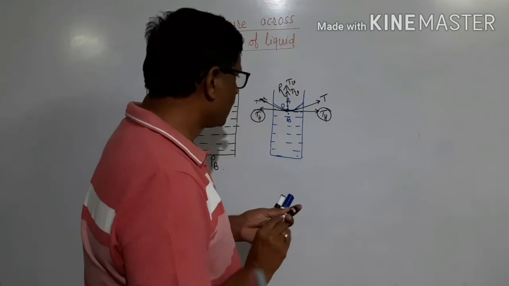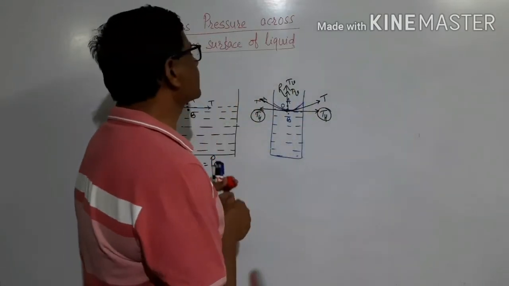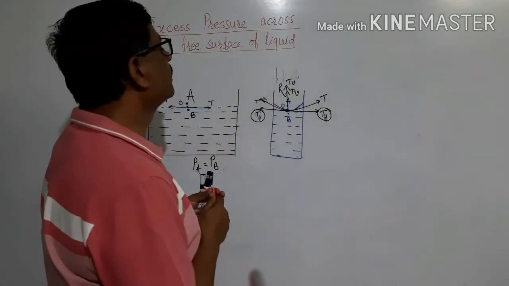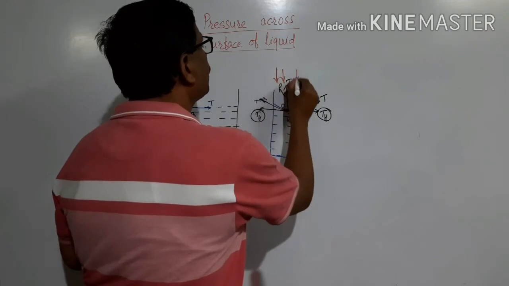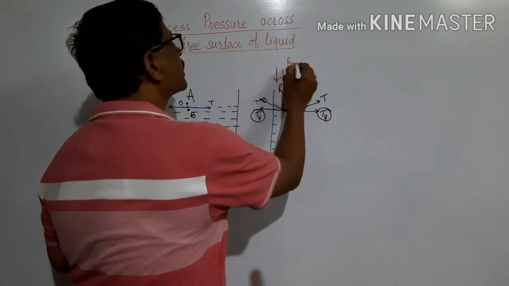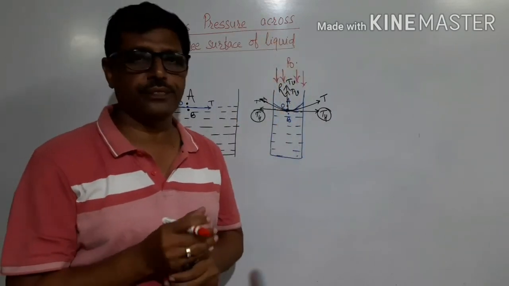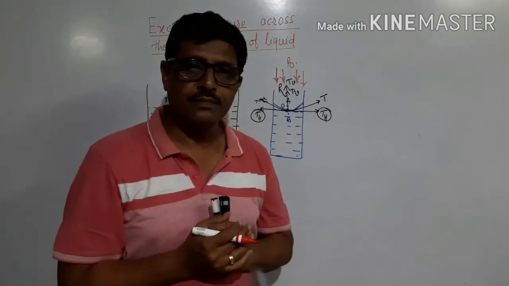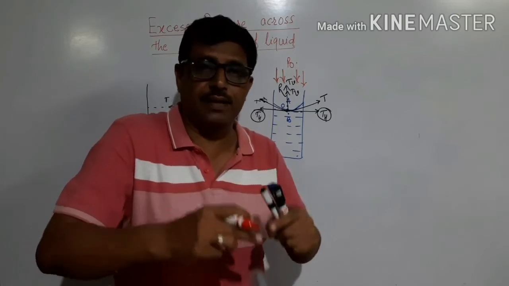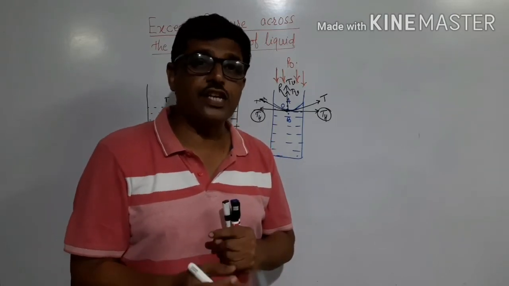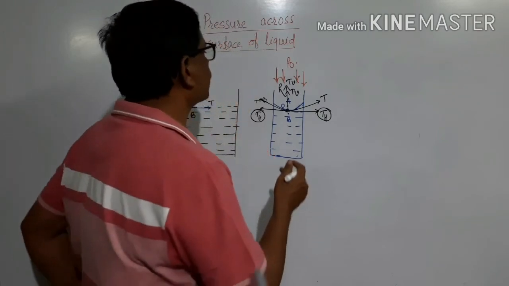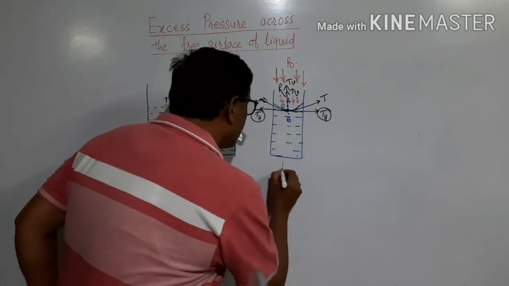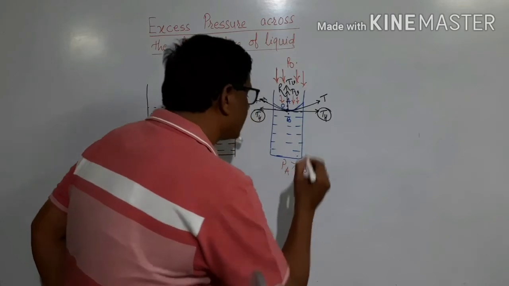And the atmospheric pressure in this case is acting downward. This is atmospheric pressure, let it be represented by P0. The resultant is upward, atmospheric pressure is downward. In order to attain an equilibrium, the excess of pressure acts on the concave side. Therefore, pressure on the concave side is greater than that on the convex side.